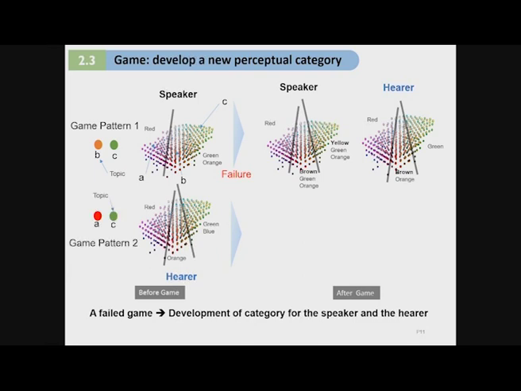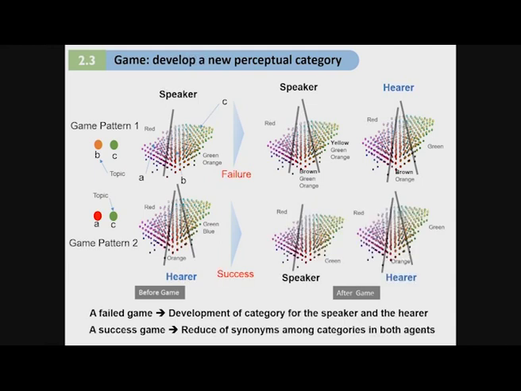In another case, with the same speaker and hearer agents, we take another two stimuli. This one is the topic. For the speaker, this topic falls into this category, and the speaker will randomly select one word and send this word to the hearer. The hearer also knows that word, so this is a successful game. In this case, both the speaker and the hearer will delete all the competing words and keep the used one in that particular game. So a successful game will try to reduce the synonyms among categories in both agents.